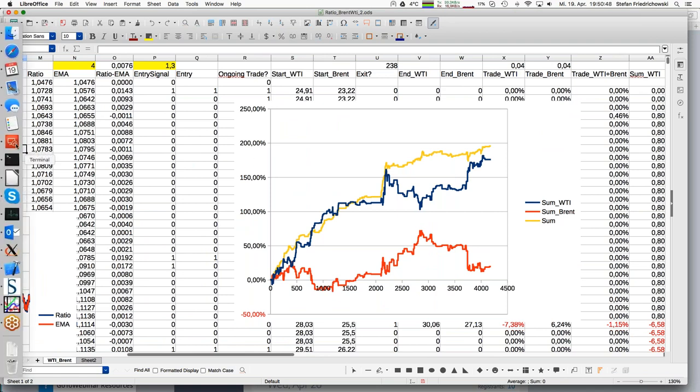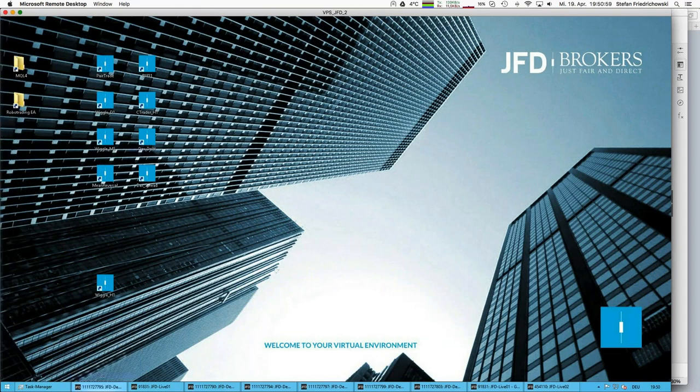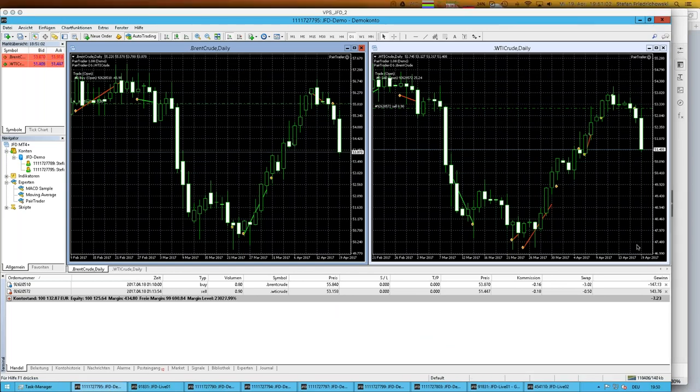And just so you know, that kind of strategy is already in a test phase to be implemented directly based on expert advisors. You see an example here. There are two trades open now within that strategy, and you can see it on my screen. Hopefully, in a second, it should be visible for you as well. So we have two charts open, one for Brent, one for WTI at JFD Brokers. And since that is a test phase for the EA, which finally will do the job automatically, it's a demo account.